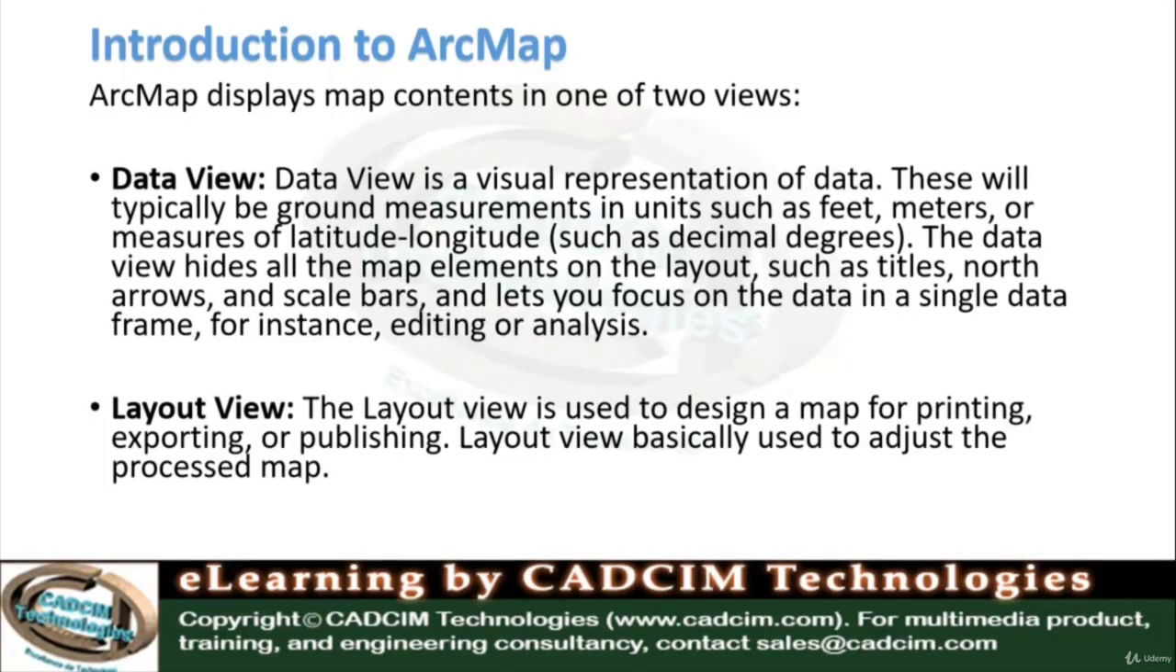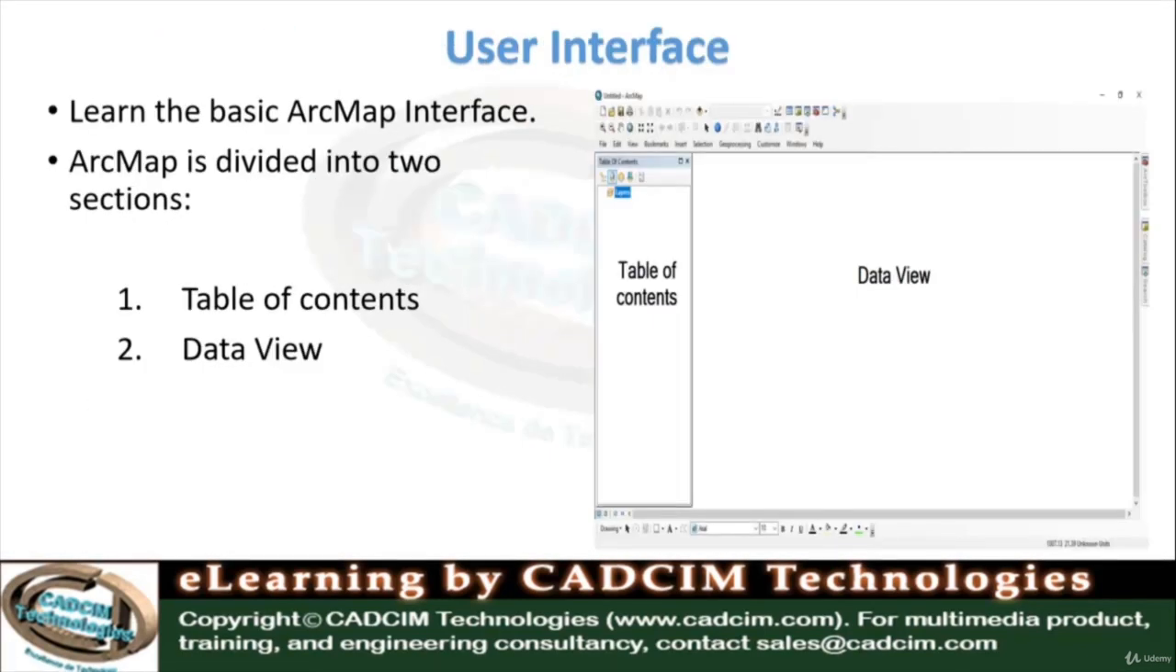Second is layout view. The layout view is used to design a map for printing, exporting, and publishing. Basically, layout view is the place where you can adjust your processed map. Common map elements that are used in the layout view are scale bars, north arrows, legends, map titles, text, and other graphic elements. Next is the user interface of ArcMap 10.5.